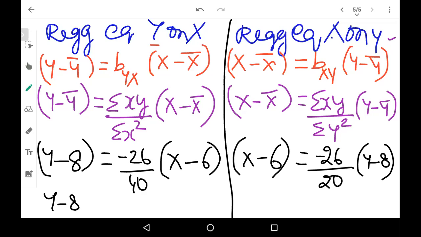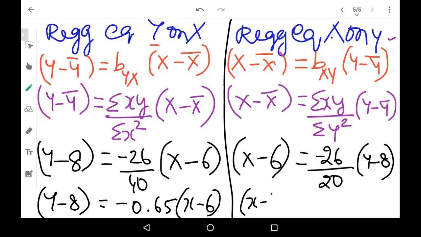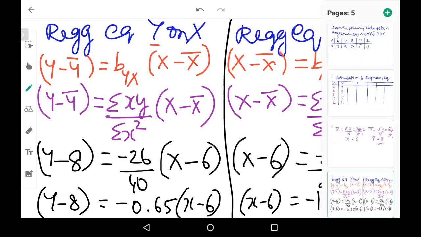So what you will have? Y minus 8 is equal to minus, when you divide 26 by 40, you get 0.65. And then you keep x minus 6 as it is. Similarly, on the other side, x minus 6 is equal to minus 26 by 20, you get minus 1.3 into y minus 8.